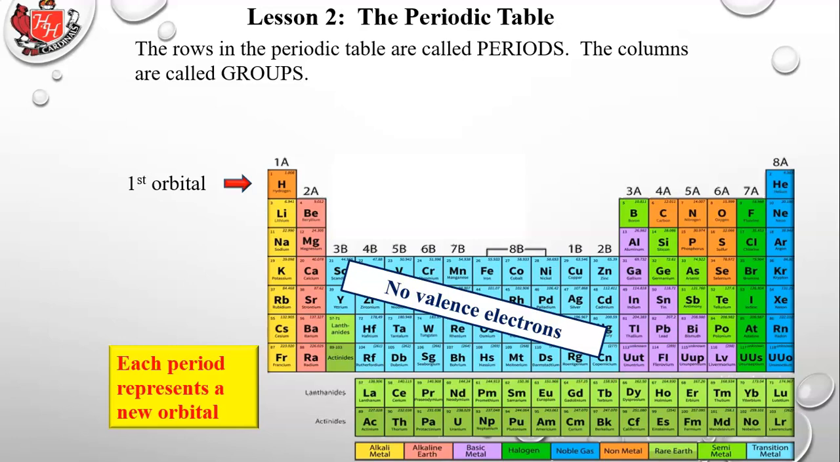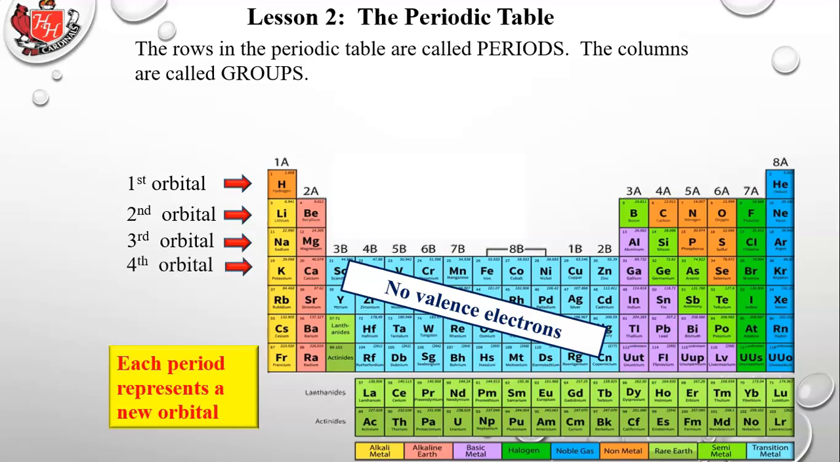So hydrogen and helium have exactly one orbital. The second row represents the second orbital. So everything from lithium across to neon has 2 orbitals. It also has a first orbital, and it has a second orbital. When you go down to sodium, Na, all the way over to argon, Ar, those elements all have 3 orbitals.